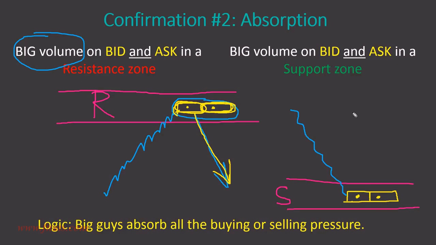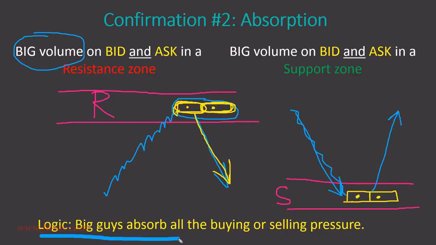The sellers who are pushing the price downwards get absorbed. Buyers at this price level are willing to purchase all those contracts, all those volumes the sellers are selling. So the selling pressure gets absorbed, the sellers run out of fuel, and what usually happens is buyers take over. Alright, which means price turns and goes upwards. This is the logic behind this setup.